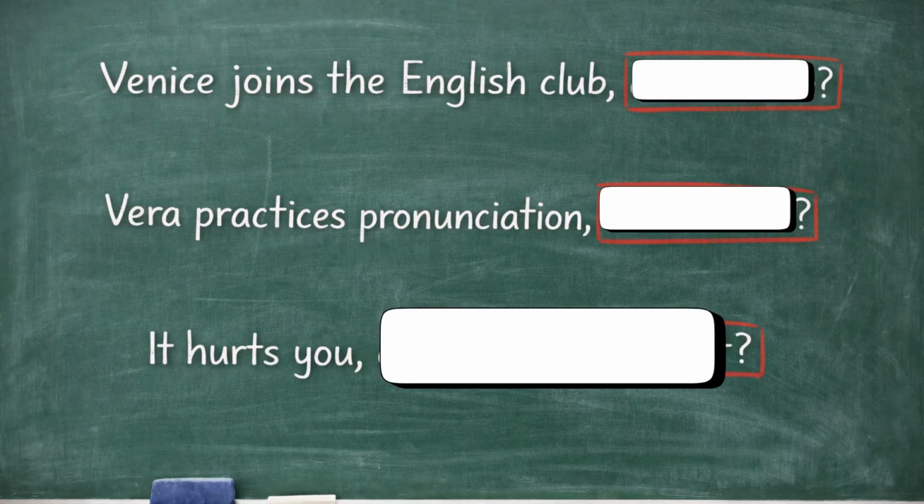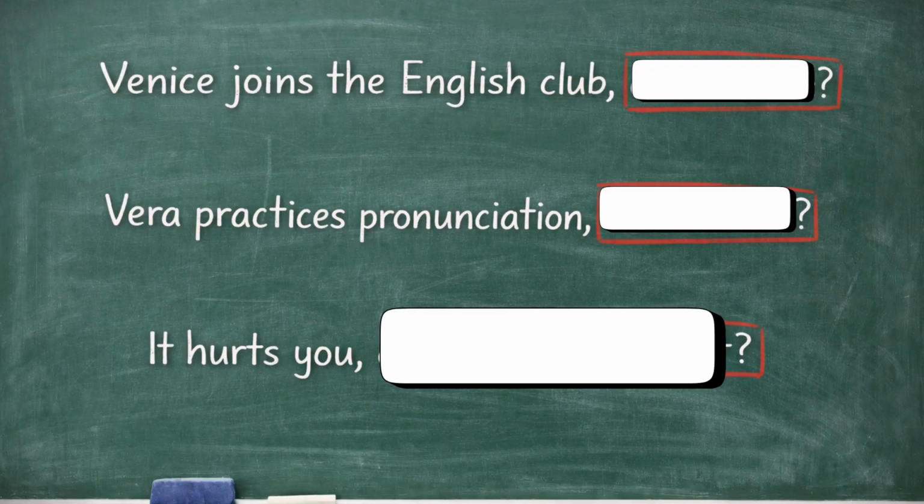Next sentence. Venice joins the English club. What do you think is the appropriate tag question to be added to the base sentence, which goes, Venice joins the English club? Come to think of it, okay, what is the main verb used in the sentence? We have joins. What does Venice do? She joins the English club.